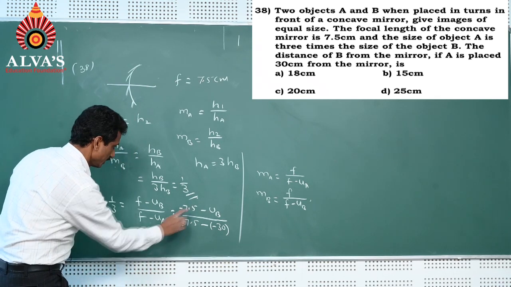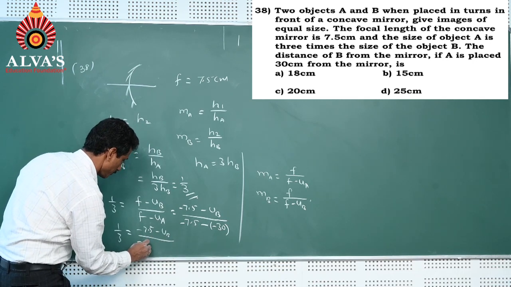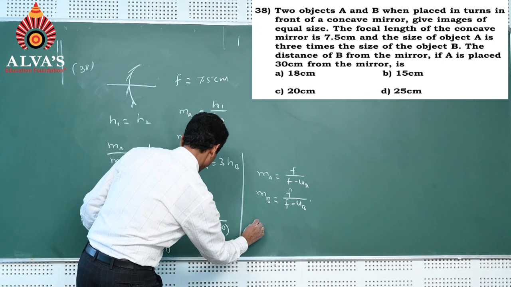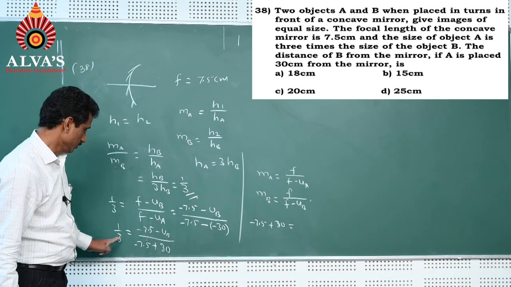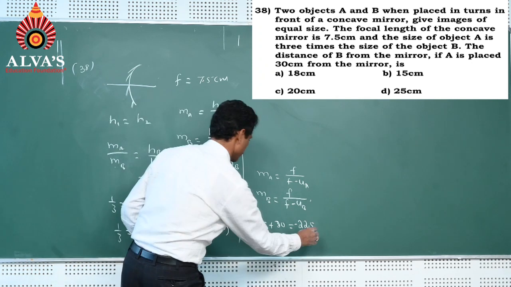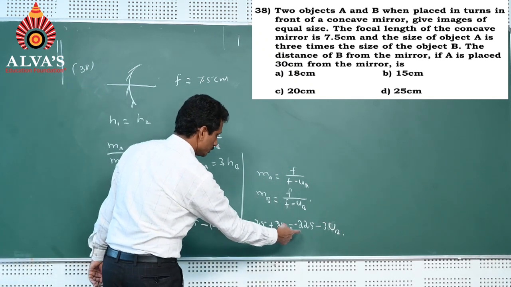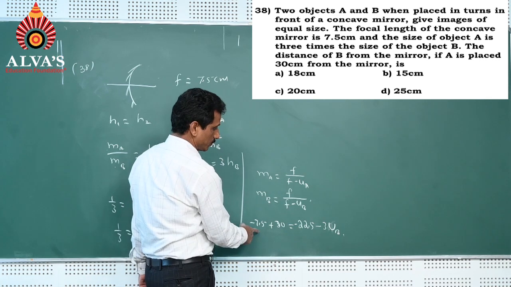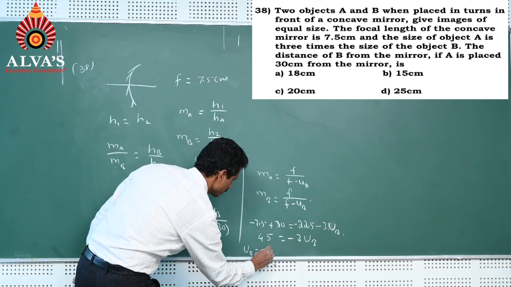Therefore, 1 by 3 is equal to minus 7.5 minus UB divided by minus 7.5 plus 30. Simplifying, minus 7.5 plus 30 is equal to 3 into 7.5, that is 22.5, that is minus 3 UB. You bring it to this side, plus 22.5, that is nothing but 45 is equal to minus 3 UB, that is UB is equal to minus 15.